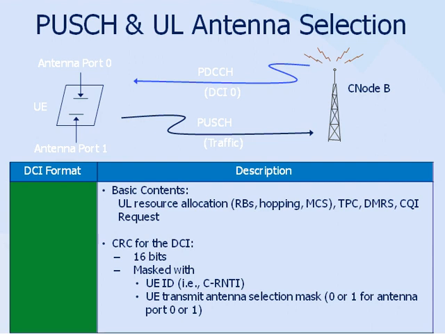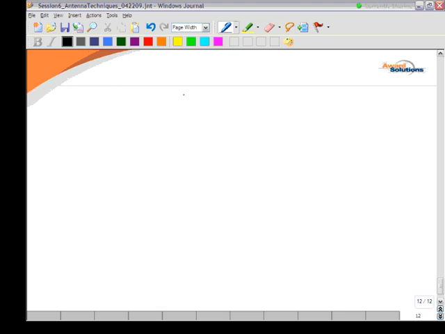We have focused on the downlink because that's where we have multiple antenna techniques primarily implemented. Now what do we have in the uplink? In the uplink we have basically 2 options. So, uplink antenna techniques. One option is antenna selection.